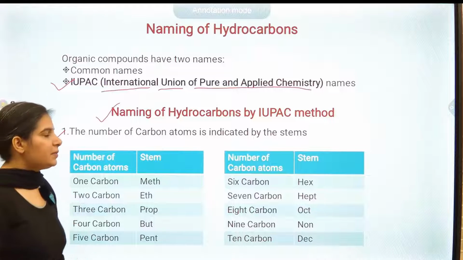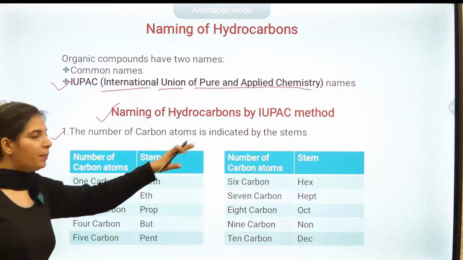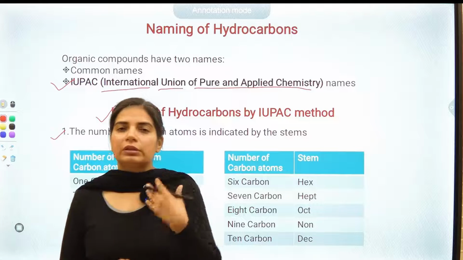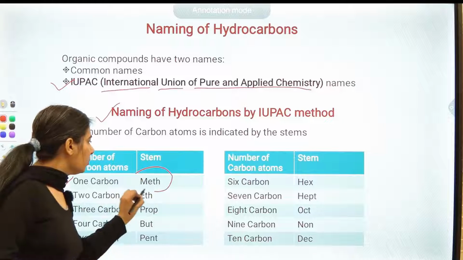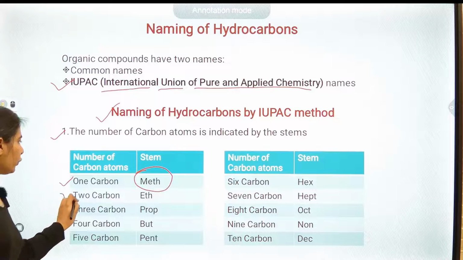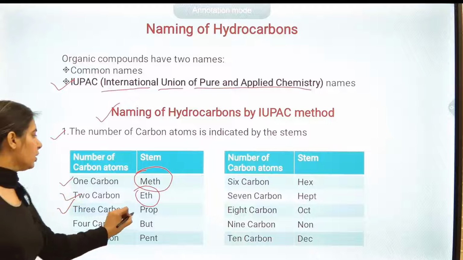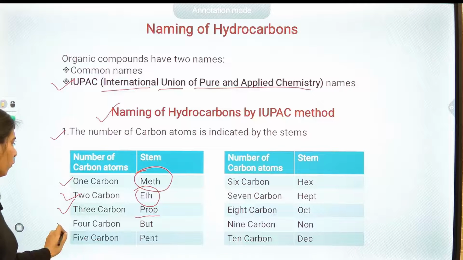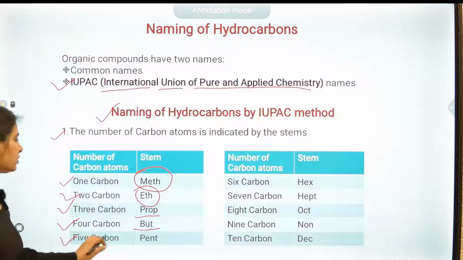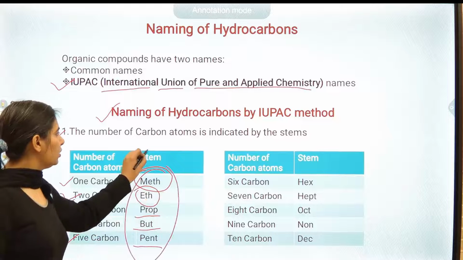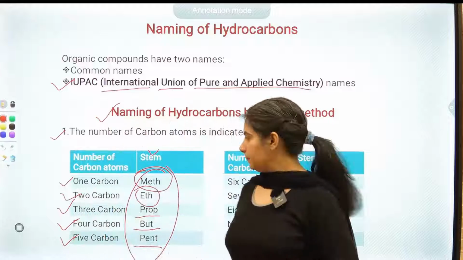The number of carbon atoms is indicated by the stem. Say we have different numbers of carbon atoms, and here is what we use for them. Firstly, in case of 1 carbon, we will use meth. If we have 2 carbons, then we use eth. For 3 carbons, we will use prop. For 4 carbons, we will use but. And for 5 carbons, we will use pent. These are all the stem portion of our compound while describing the names.